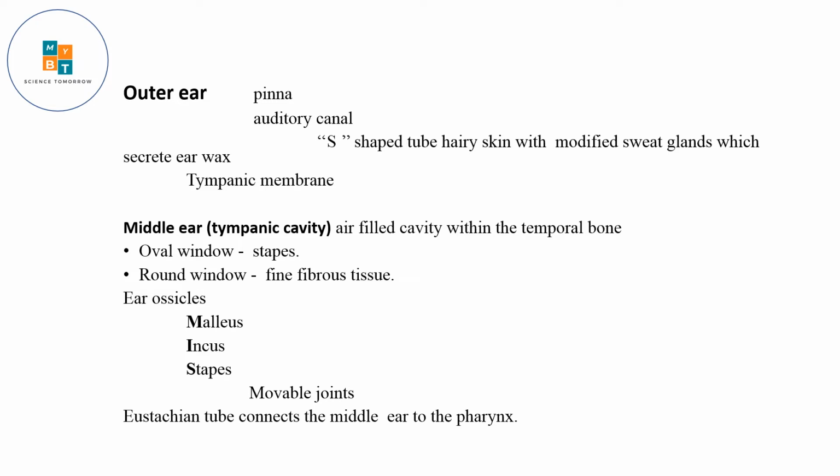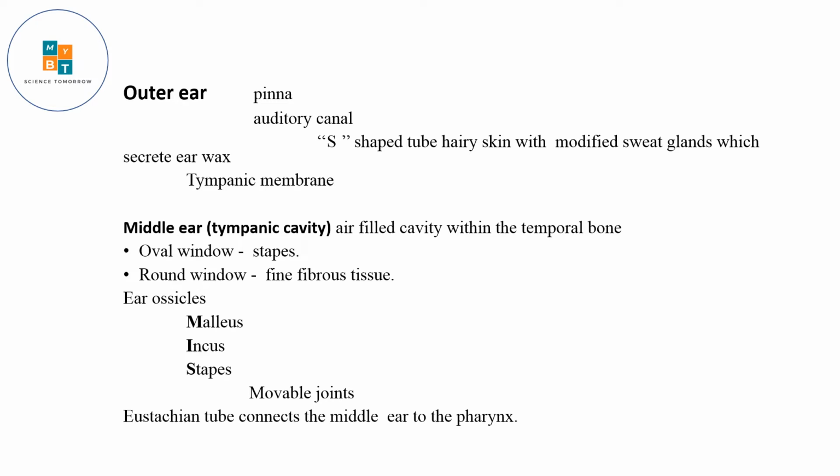And the other one is the round window, which is the lower one. I will show this in the figure. The round window is covered with a fine fibrous tissue, and it is opposite to the middle ear. Sorry, this is the middle ear, so it is attached to the inner ear part. We will discuss that in the next part of the video.